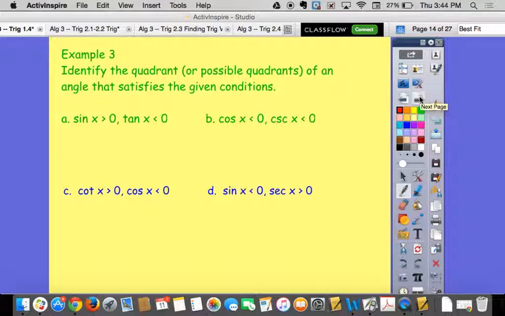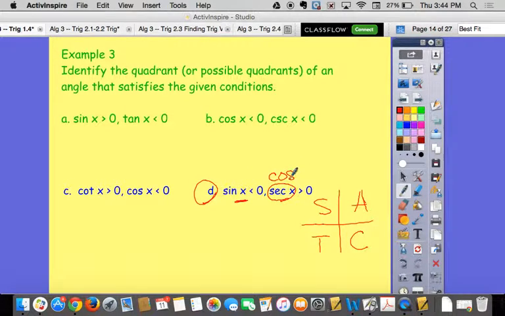So let's just do one that's a little bit interesting. Let's do this one down here at the bottom. Same thing, all students take calculus. So I know that sine is negative. Here we go, we got secant. My brain does not work in secants. Maybe yours does, but mine does not. So I'm going to think with its reciprocal. And it is positive because it's greater than 0.